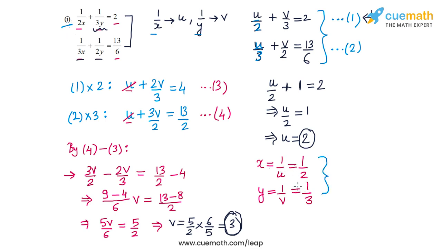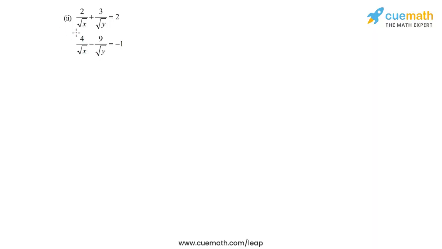In the second part, the pair of equations are 2 by root x plus 3 by root y is equal to 2, and 4 by root x minus 9 by root y is equal to minus 1. So clearly these are not linear equations in x and y, and hence we need to do some substitution to convert them into linear equations.